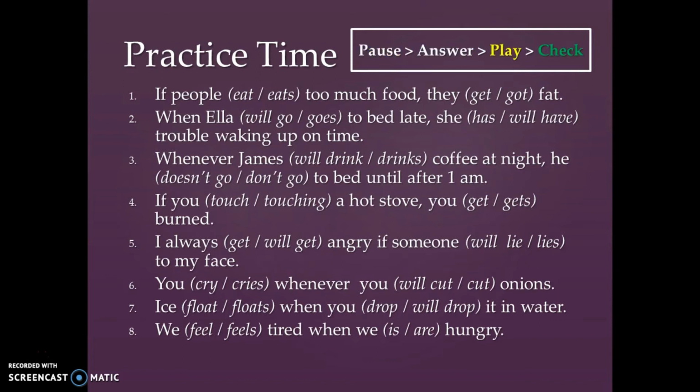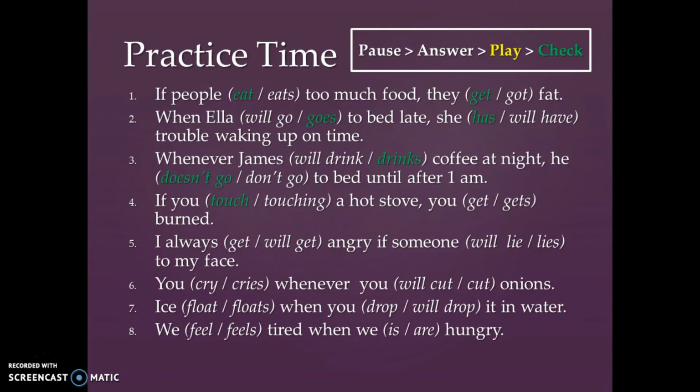Alright, it's time to check your answers. Go ahead and check along with me as I read the sentences. If people eat too much food, they get fat. When Ella goes to bed late, she has trouble waking up on time. Whenever James drinks coffee at night, he doesn't go to bed until after 1 a.m.